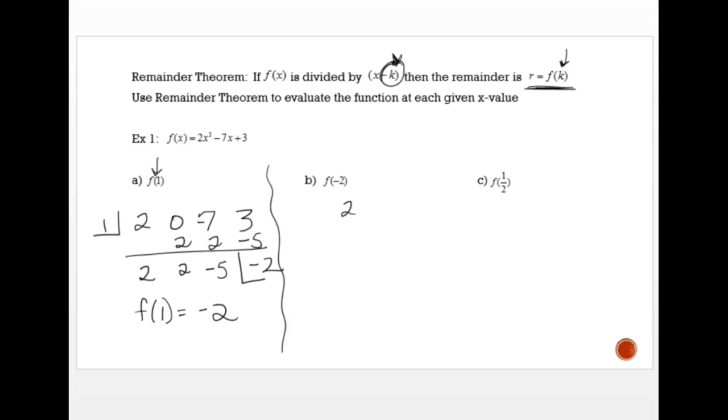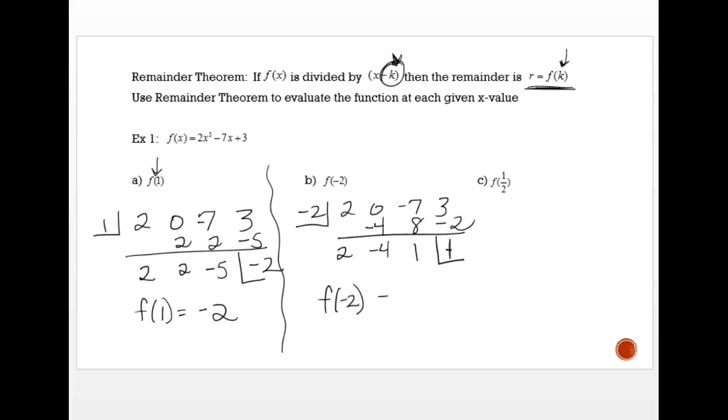All right, so let's try this with b. Same thing, same coefficients. And I'm going to divide this time by negative 2. Bring the 2 down. 2 times negative 2 is negative 4. 0 and negative 4 is negative 4. Negative 4 times negative 2 is positive 8. Negative 7 plus 8 is 1. 1 times negative 2 is negative 2. 3 minus 2 is 1. So that means f of negative 2 equals 1. That's my answer.